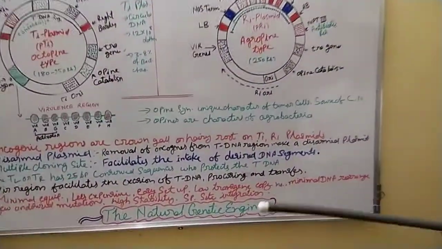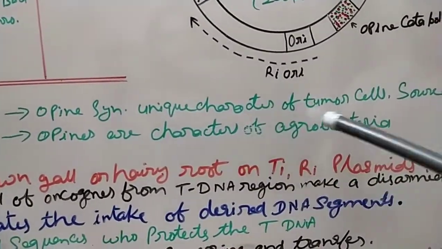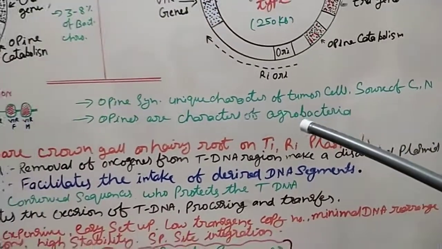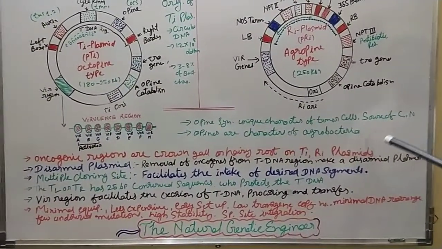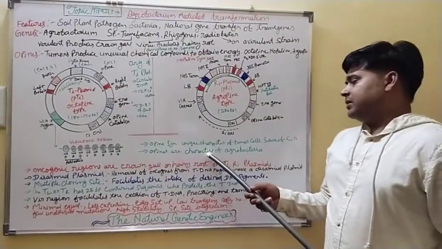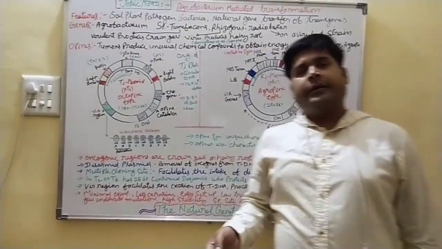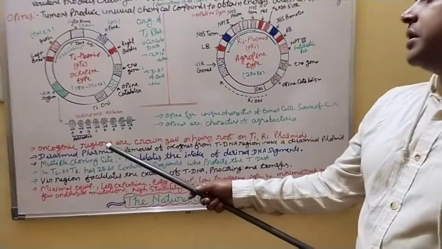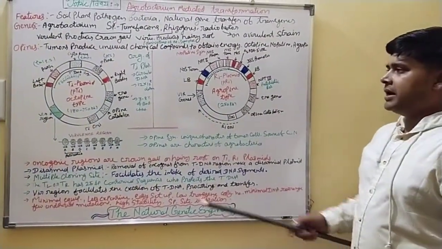So, opine synthesis, other features. Opine synthesis is a unique character of the tumor cells. It means tumor cells are able to produce opine synthesis genes, and opines are the source of what? Carbon and nitrogen. Another feature: opines are the characteristics of agrobacteria. It means no other bacteria has the character to produce opines. Next, oncogenic regions are the crown gall or hairy root on the Ti or Ri plasmid, as I told you earlier.